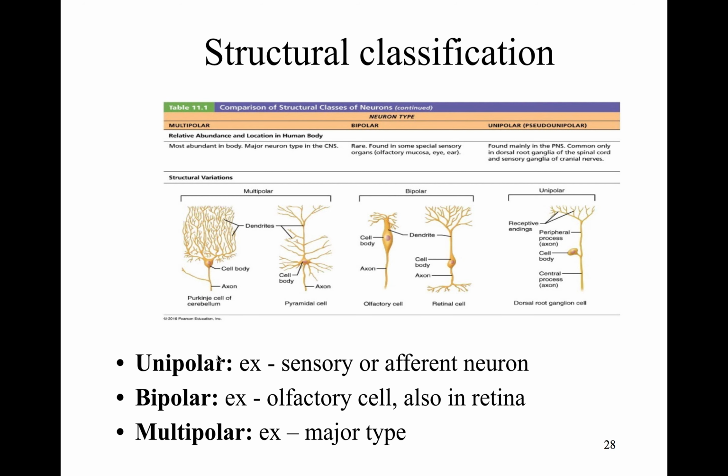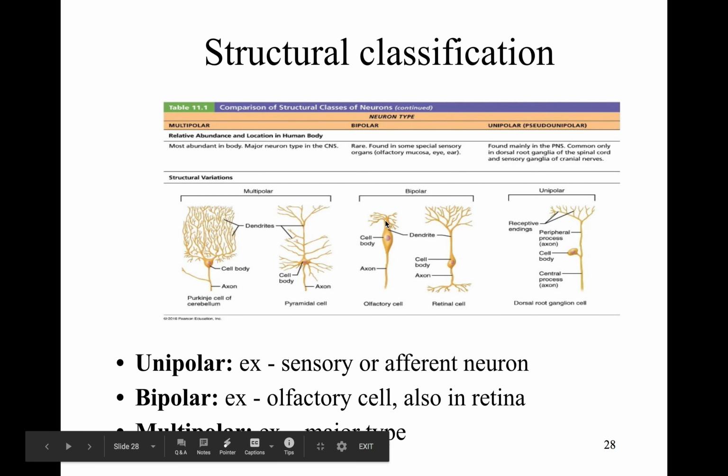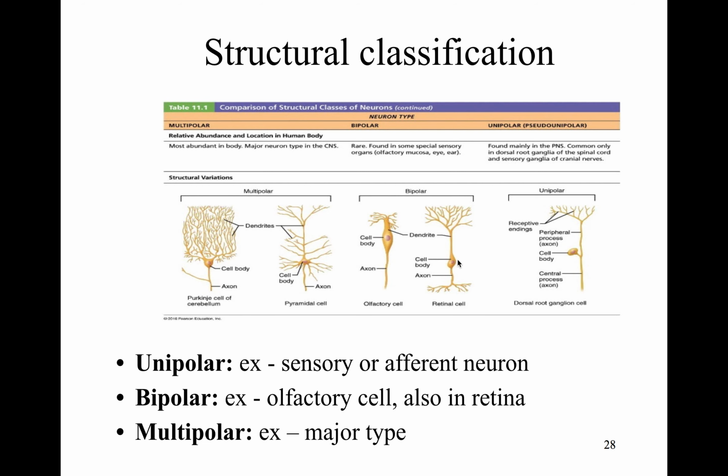The second type of neuron is the bipolar neuron. A bipolar neuron is going to have two cellular processes. It's going to have an axon and a dendrite, and those extend out from opposite sides of the cell body. So bipolar neurons have two cellular processes: a dendrite and an axon, extending out on opposite sides of the cell body.